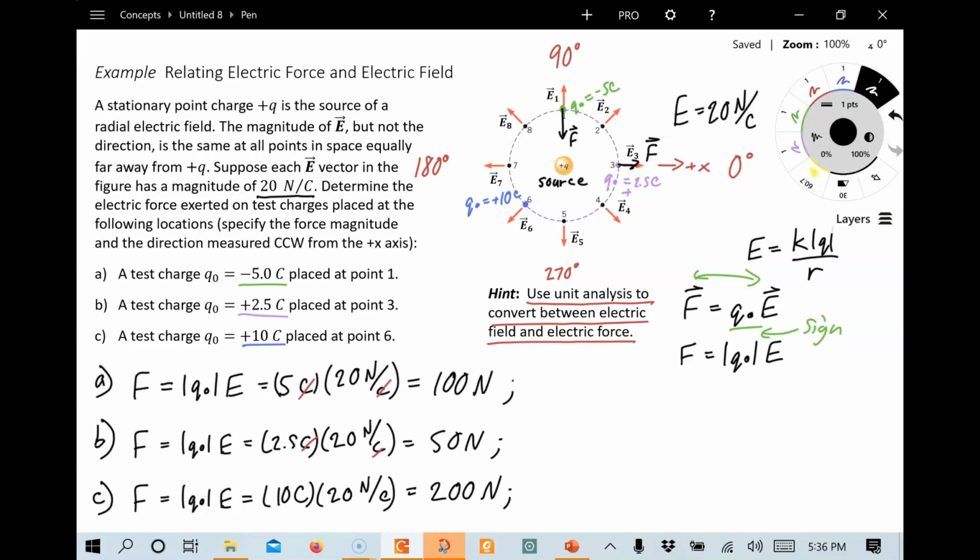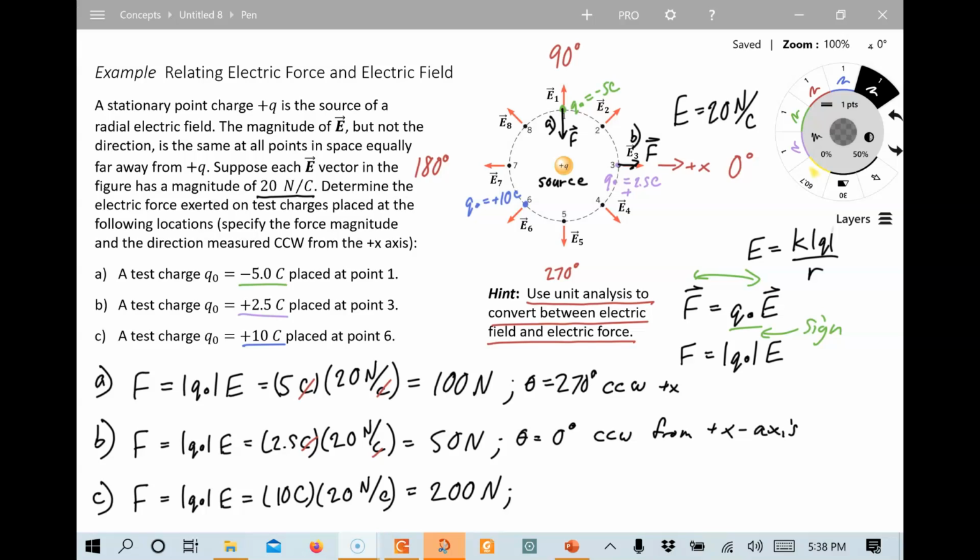Now, I've forgotten to put the directions in part A and B. So this was part A, and this was part B over here. For part A, if it points straight down, that's in the direction 270 degrees counterclockwise from positive x. For part B, we can see it points straight along the x-axis. That's going to be 0 degrees counterclockwise from the plus x-axis.